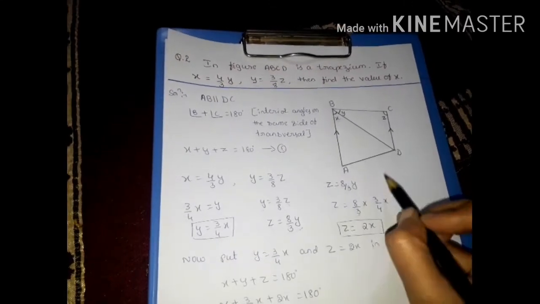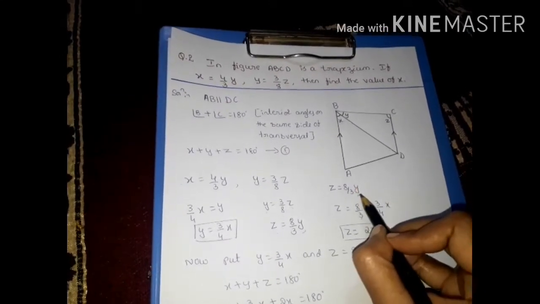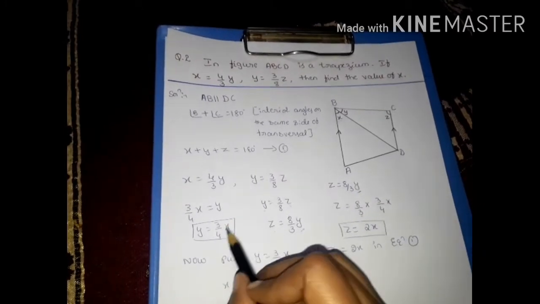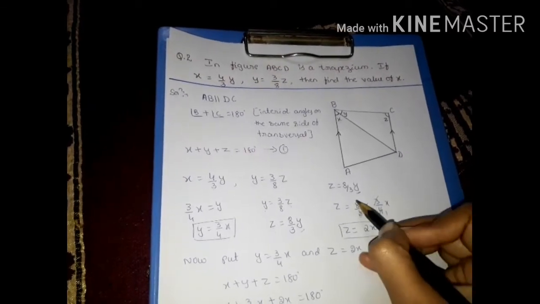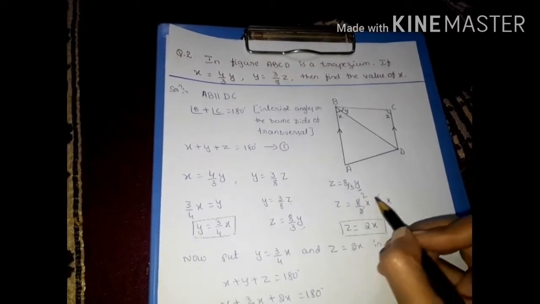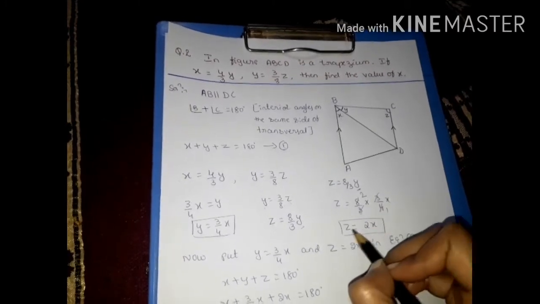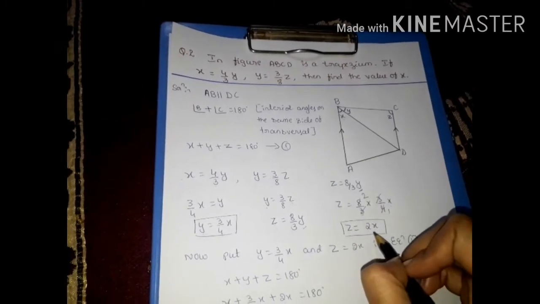So substitute it here. Wherever y is there, write 3 by 4x. The 3s get cancelled, and the 4s, the 4 twos are 8. Here we got z in terms of x. We got 2x. Z equals 2x.